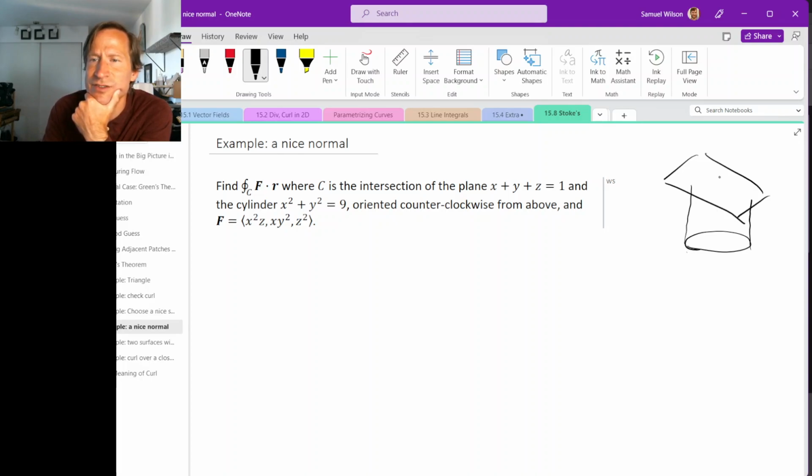And this cylinder is going to intersect this plane in some angled circle like this, which I guess is another name for an ellipse. So an ellipse like this, and we're going counterclockwise from above, so that's going this way.